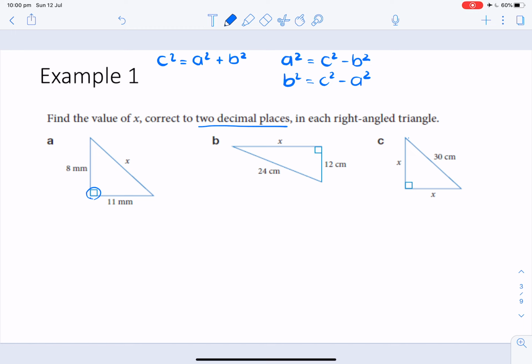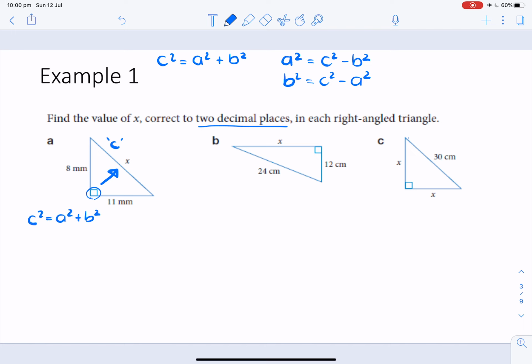Again, the unknown pronumeral, which you learnt about in algebra last term. So looking at part A, we have 8 millimetres, 11 millimetres, and unknown x. I found my right angle and I know the one opposite is my C value. Therefore, I'm going to be using the first formula of C squared equals A squared plus B squared.